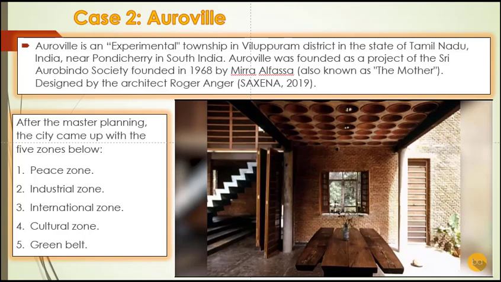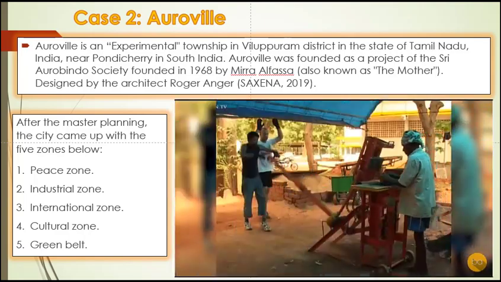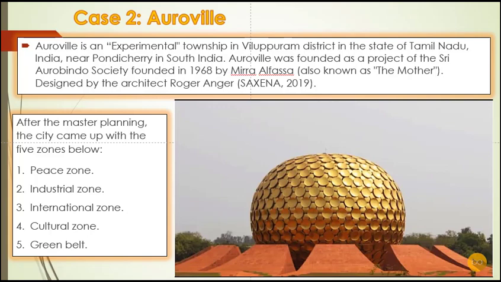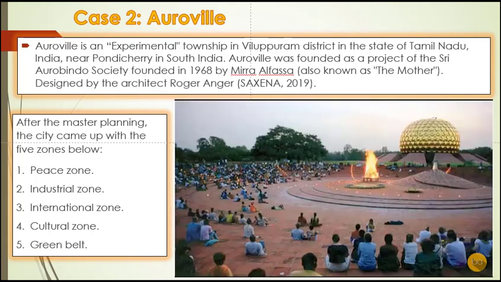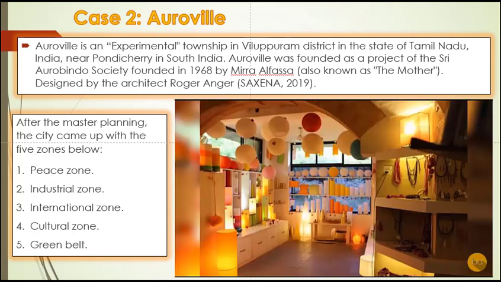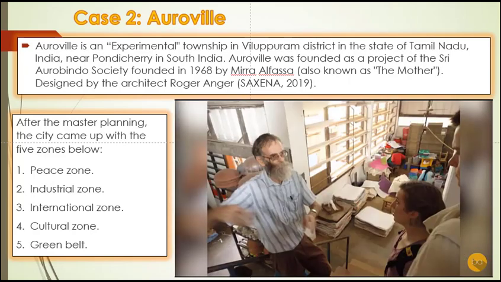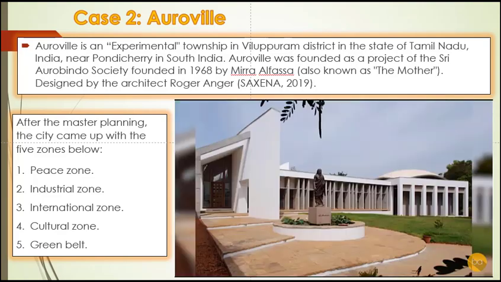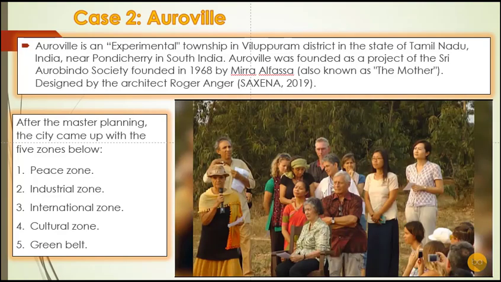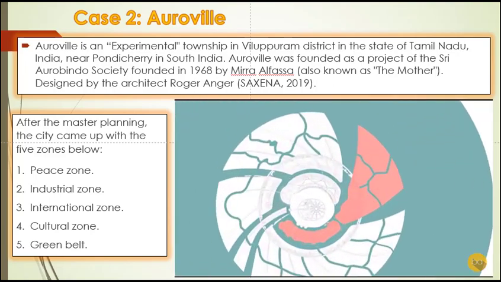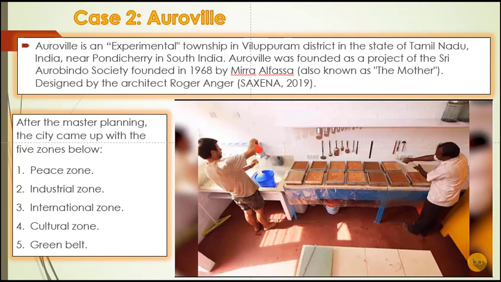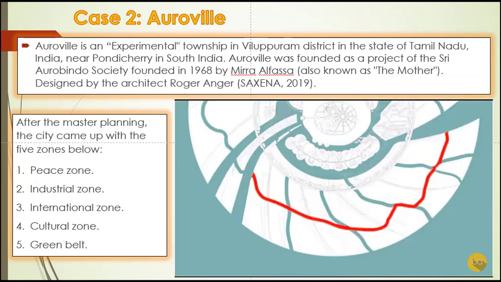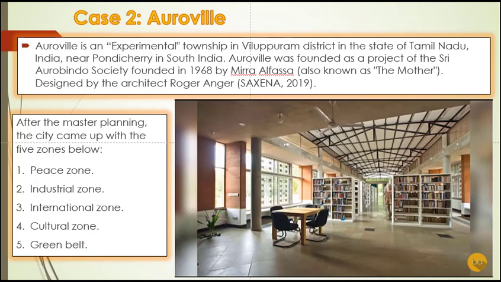Auroville's approach aspires to go much further. The approach of its master plan is to establish that the economic and human intellectual resources which normally gravitate to urban areas are used there. The approach to planning needs to be in three stages: prospective master plan, development plan, and finally an annual plan. After the master planning, the city came up with five zones: peace zone, industrial zone, cultural zone, and the fifth one is the green belt, the center of this ecovillage.